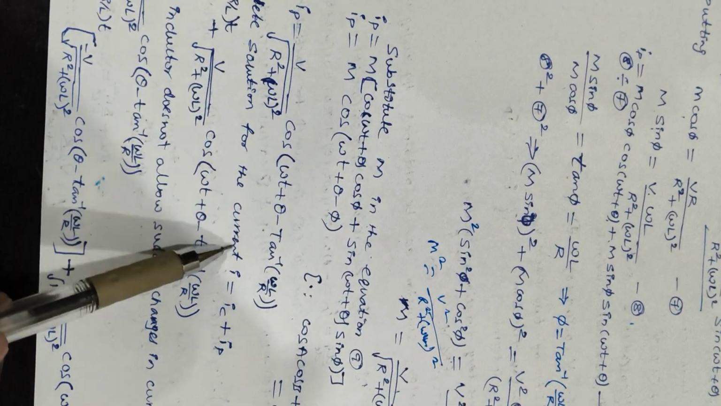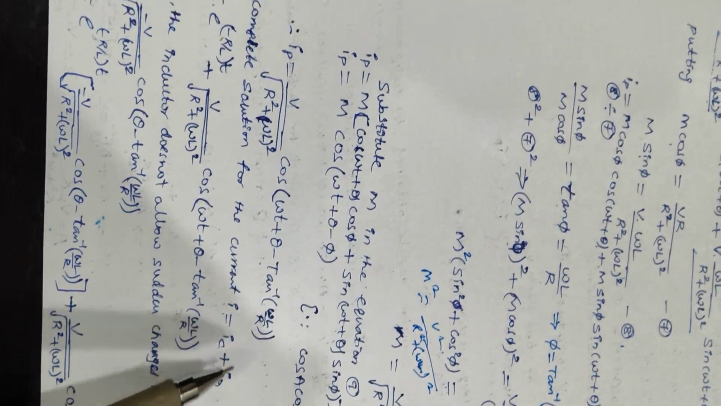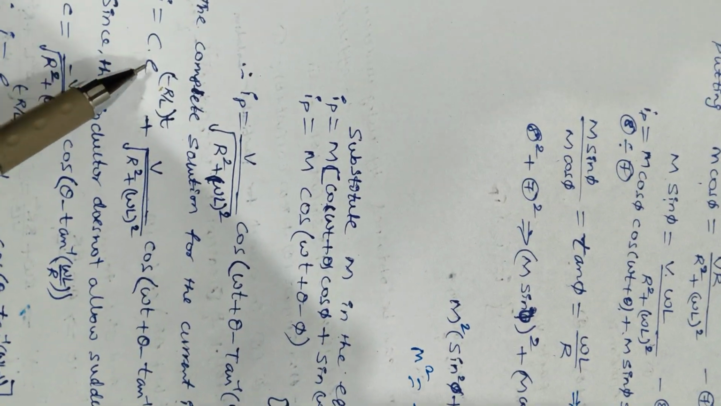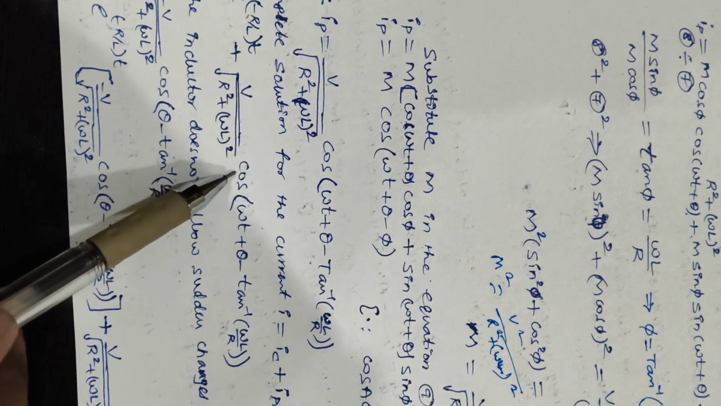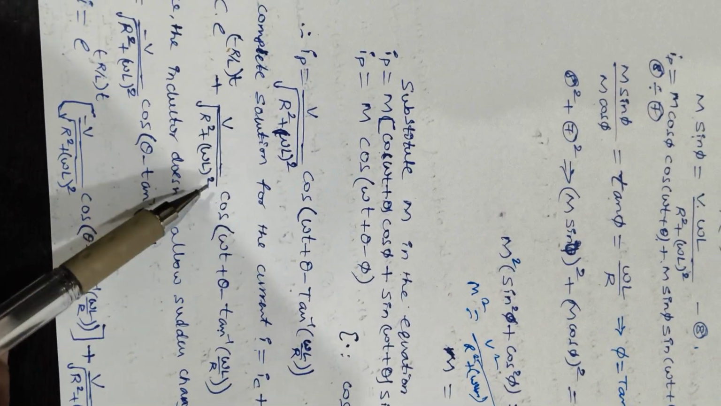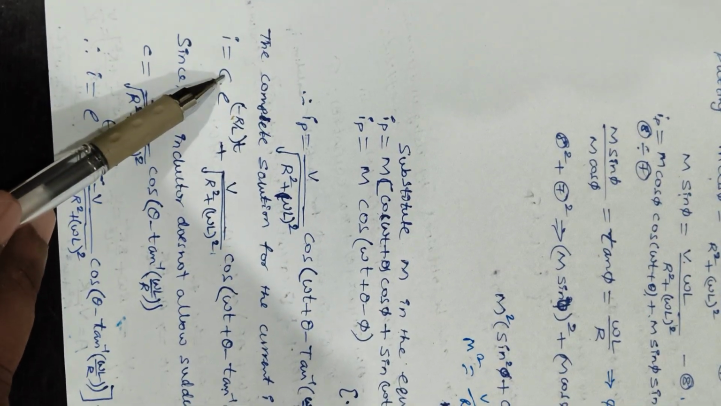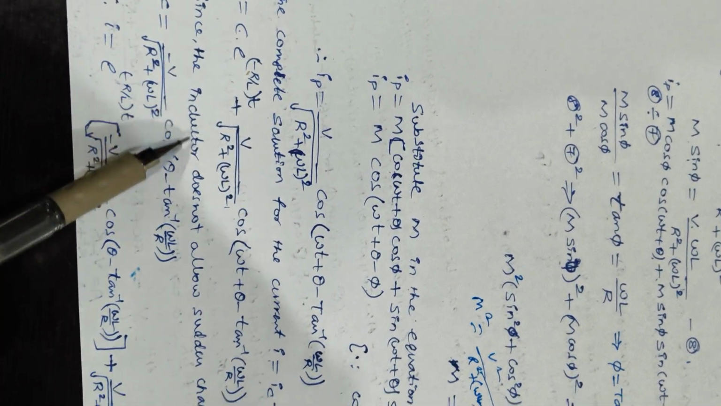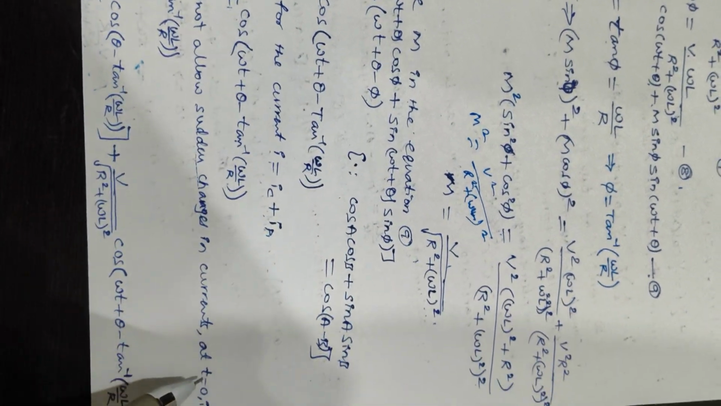So the complete solution is nothing but I is equal to I complementary plus I particular. I complementary we found in the starting itself with the arbitrary constant: I is equal to C into e power minus R by L into t. Plus IP, the same IP value I have substituted. Out of this equation only one constant is there, that is C. To find this C, use the initial conditions. What is the initial condition? Inductor does not allow sudden changes in current.